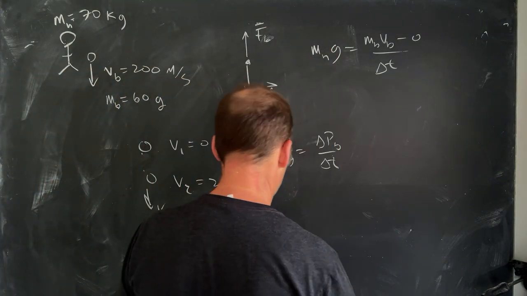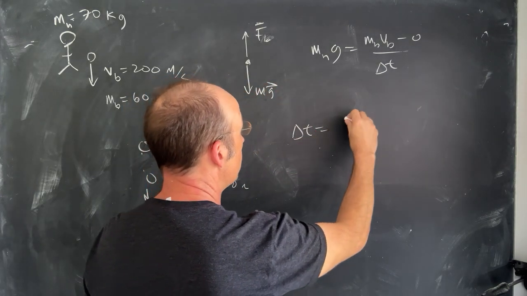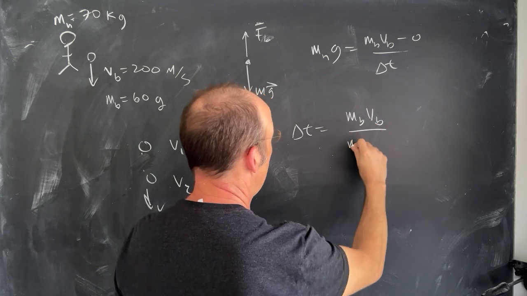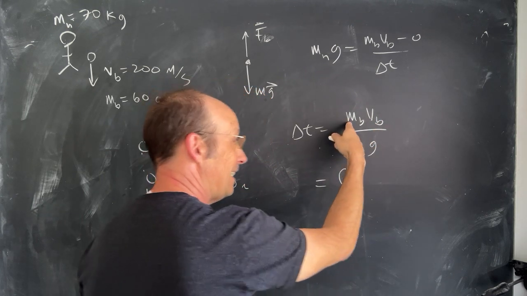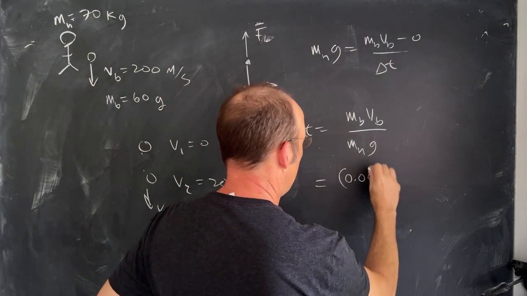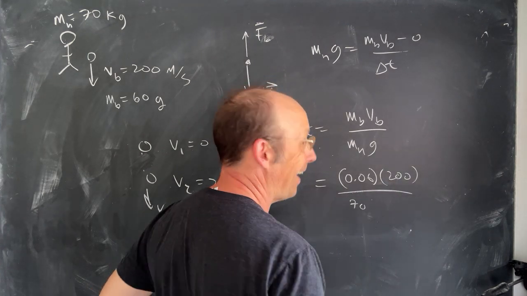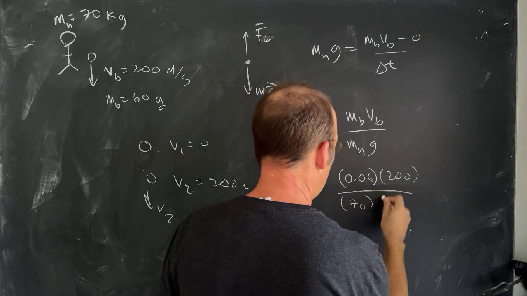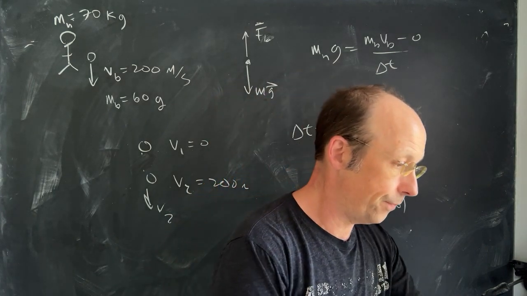Okay, so let's erase this. I kind of organized poorly. So delta t is going to be mass of the ball times velocity of the ball, divided by the mass of the human times g, and I can plug in my values. 60 grams, I have to convert that to kilograms, 0.06 times 200 divided by my mass. I said it's not me, I'm not going to actually be, I might do it. 70 times 9.8.